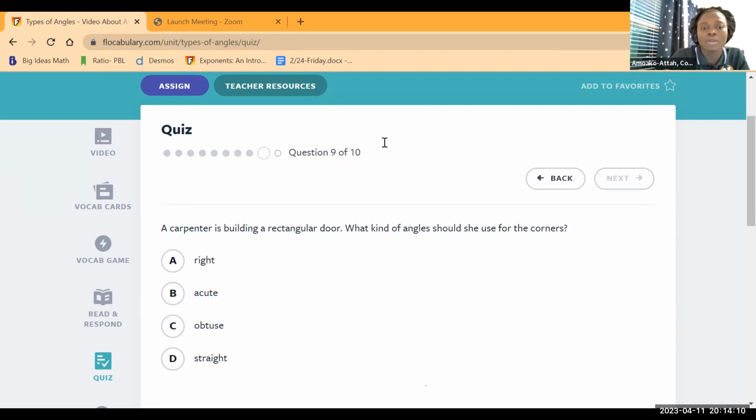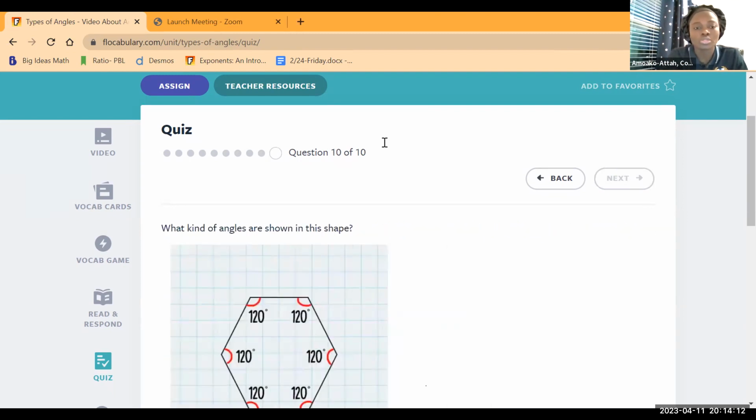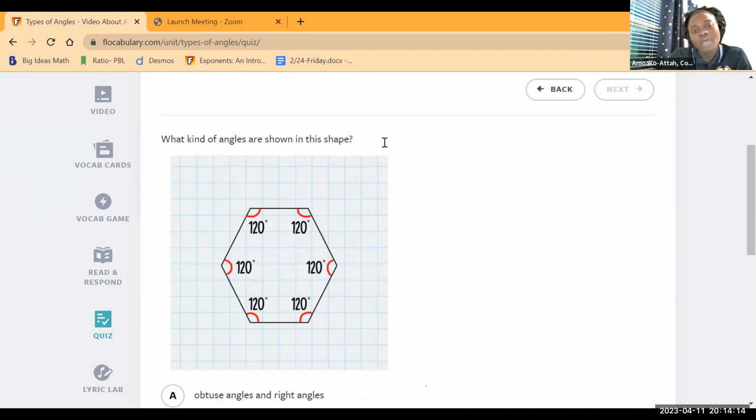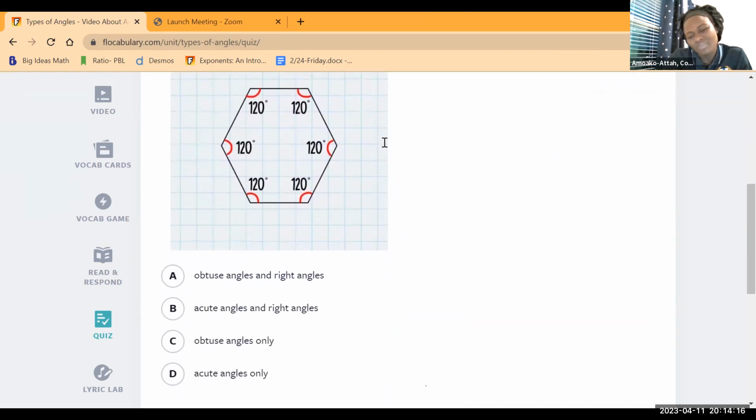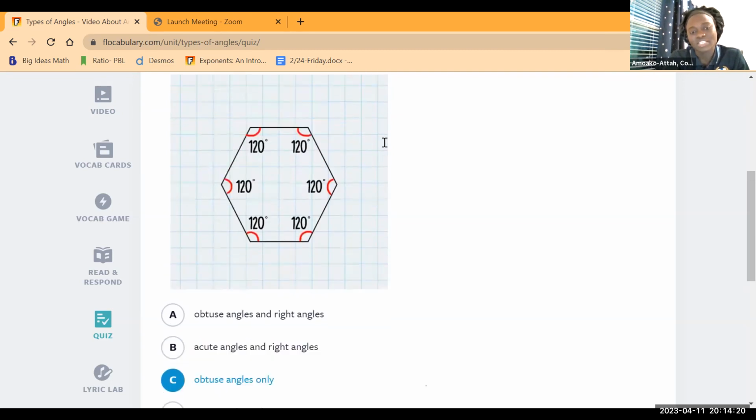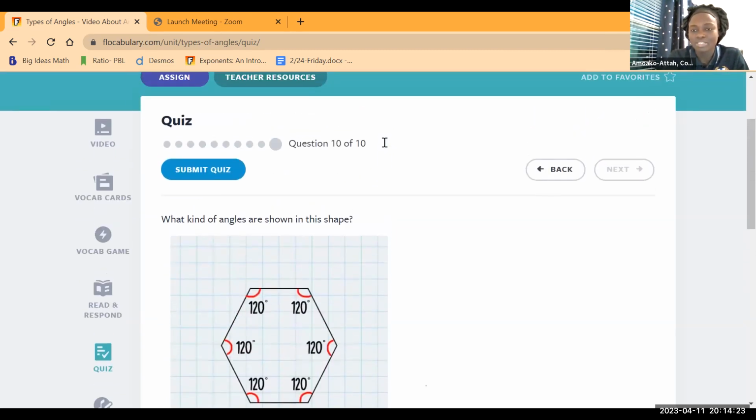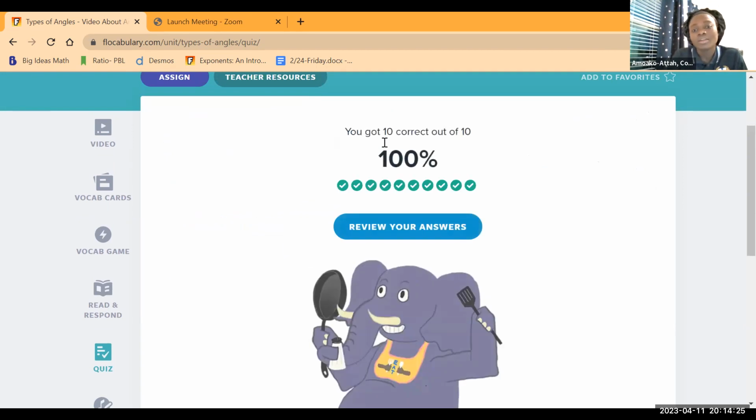At the corner of our room or doors. What kind of angles are shown in this shape? What kind of angles will this be? Obtuse, because they are more than 90 degrees but less than 180. It measures 120, right? What did you get? Super! You guys made it. You guys are awesome and amazing.